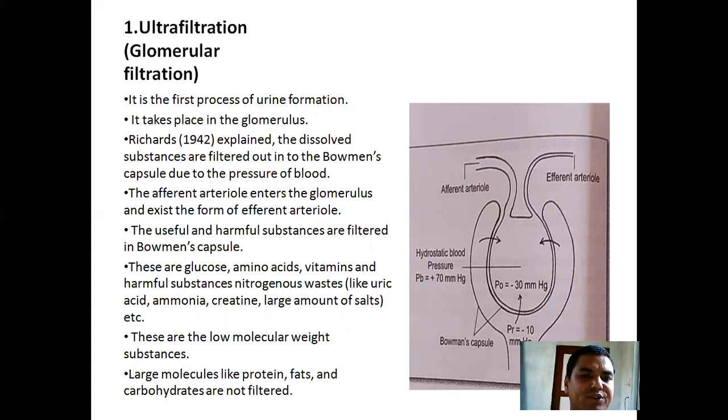Richards in 1942 explained that dissolved substances are filtered out into the Bowman's capsule due to the pressure of blood. The afferent arteriole enters the glomerulus and exits in the form of the efferent arteriole. The useful and harmful substances are filtered into Bowman's capsule. These are glucose, amino acid, vitamin, and harmful substances like uric acid, ammonia, creatinine, and a large amount of salt. These are low molecular weight substances. Large molecules like protein, fat, and carbohydrate are not filtered there.